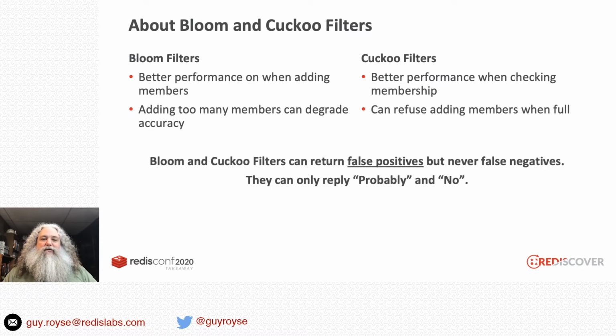Also worth noting is Bloom and Cuckoo filters can return false positives, but they never return false negatives. So what this means is that if I ask a Bloom filter, is this thing in the filter? Or if I ask a Cuckoo filter, is the square in the filter? It will either say, no, it is definitely not in the filter, or it will say, yes, it's probably in the filter, but you can't know for certain that it's in the filter. You can only return probably and no.